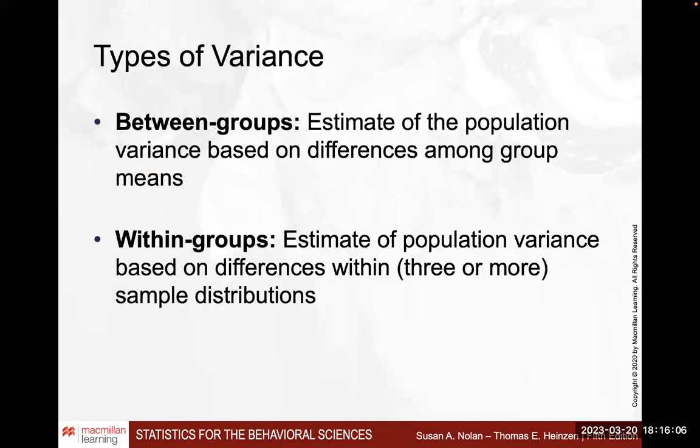So it's the differences between the group means. So that's the mean of means. That's the estimate of the population variances based on the difference within the sample distributions from the mean.